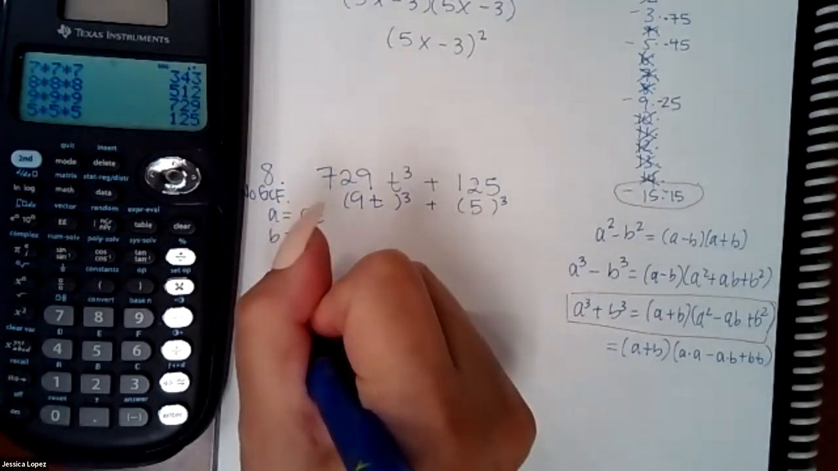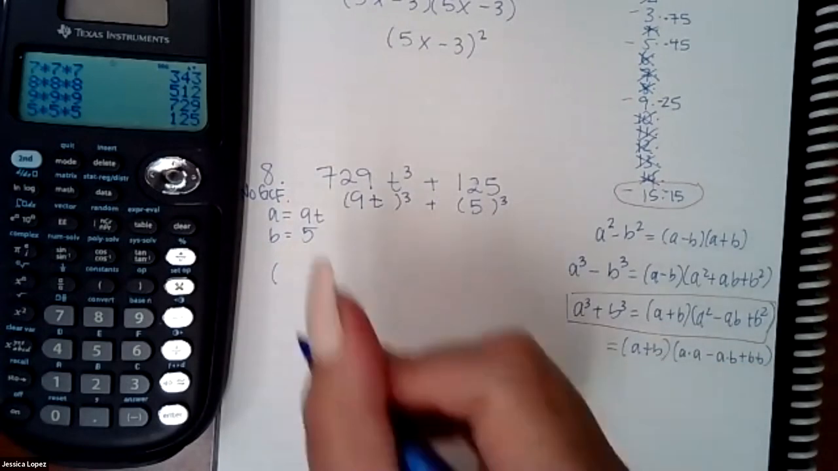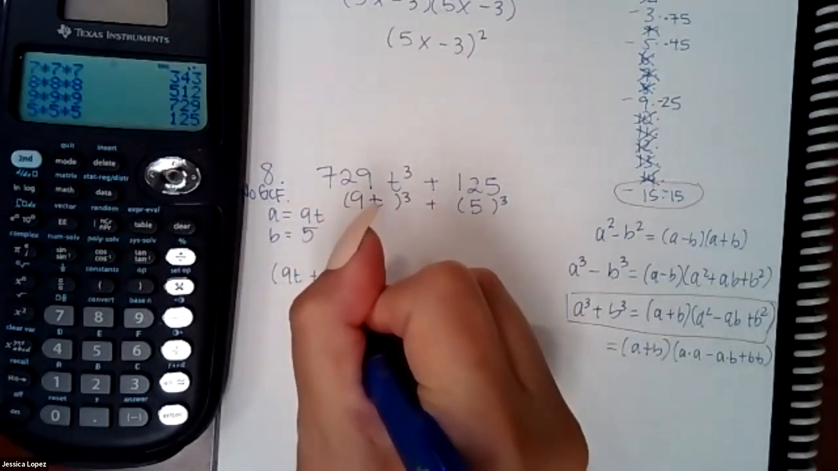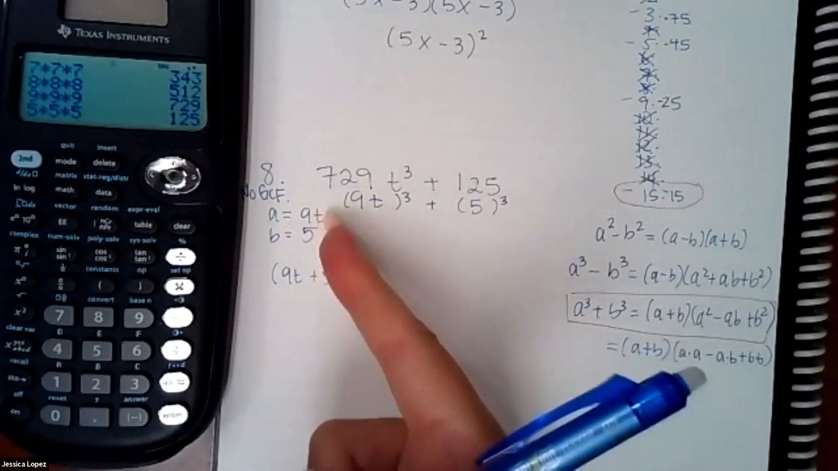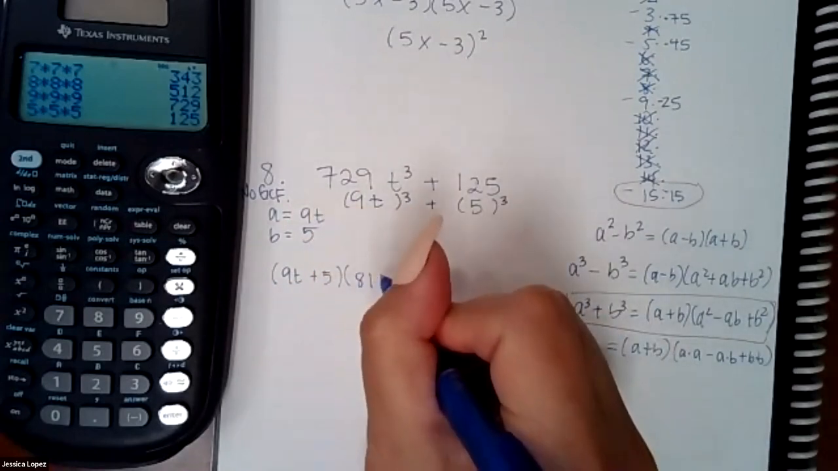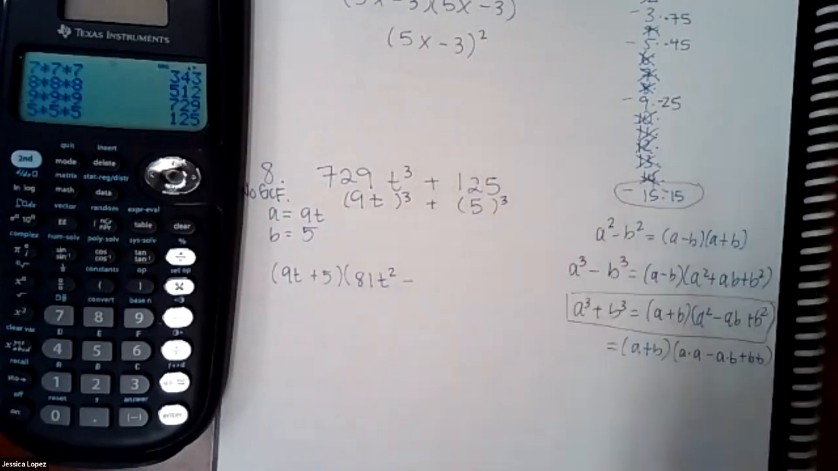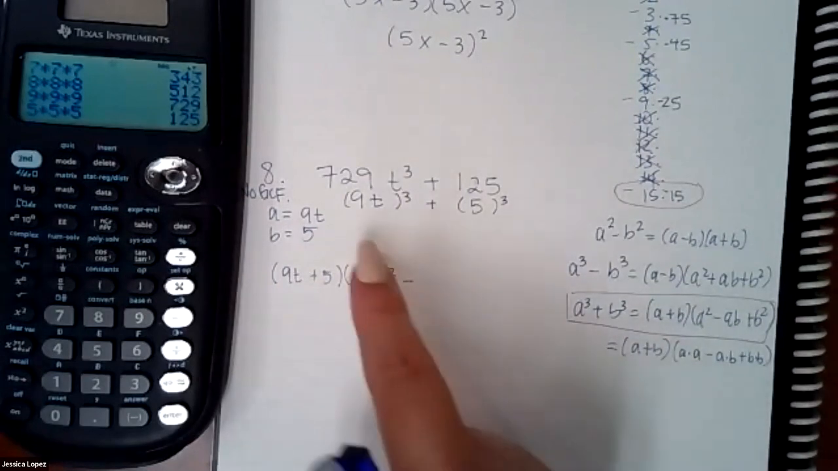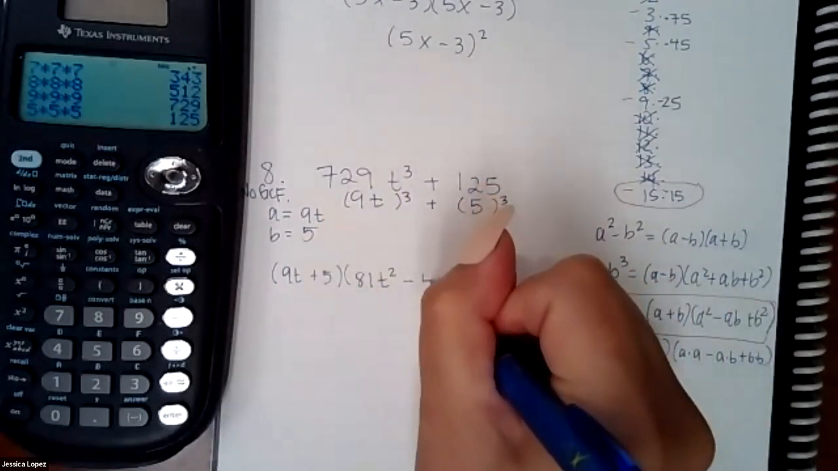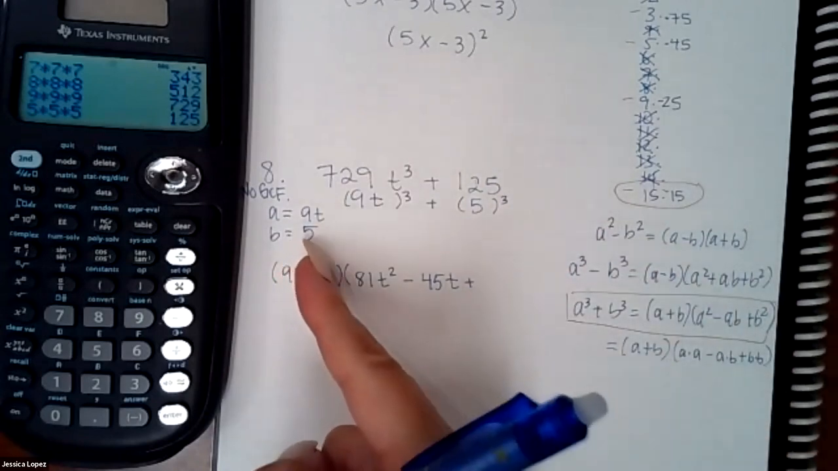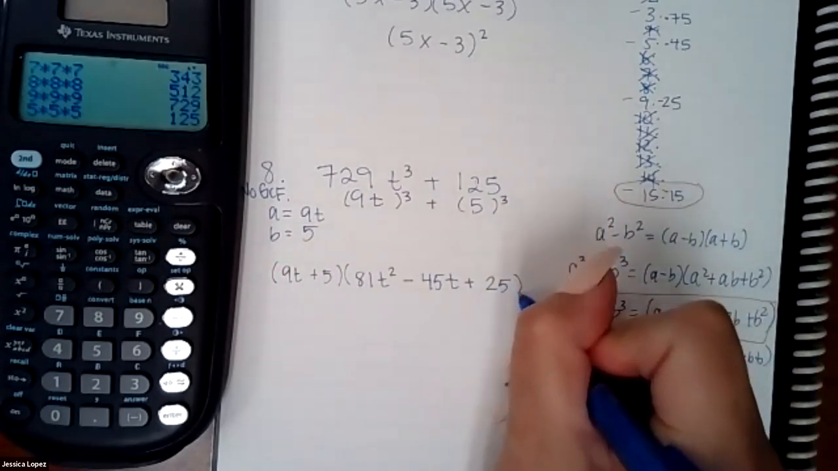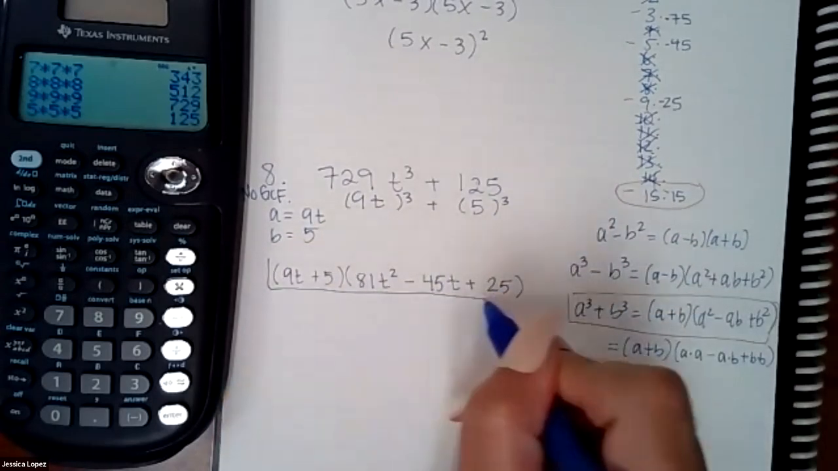So then what is my answer? It's going to be a plus b, so 9t plus 5. Then A times A, 9T times 9T is 81T squared, put the minus from the formula, and then A times B. So 9T times 5 is 45T, then a plus sign, and then B times B, so 5 times 5, which is 25. And that is the answer.